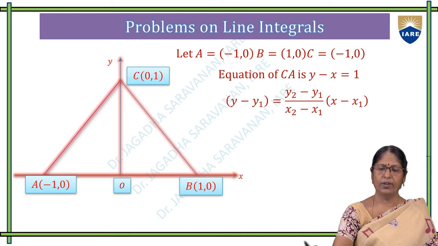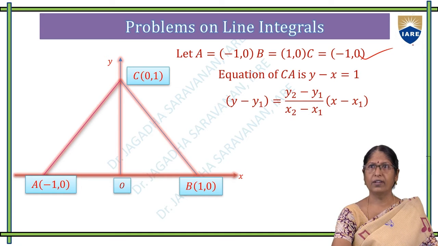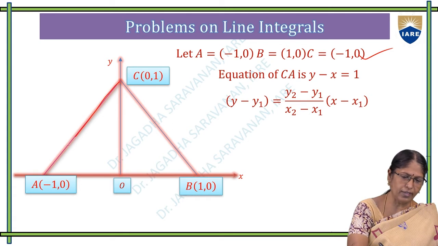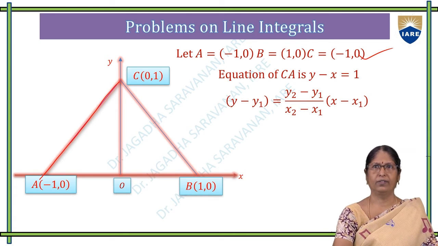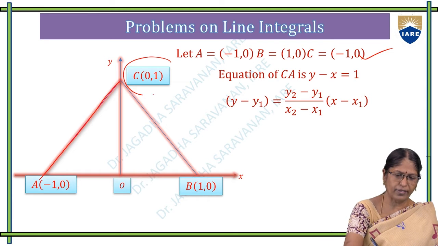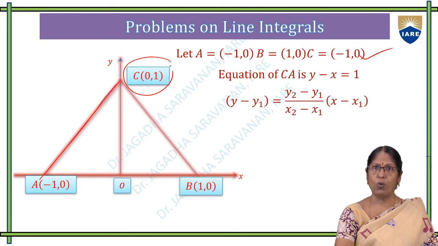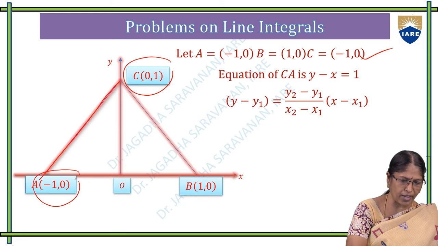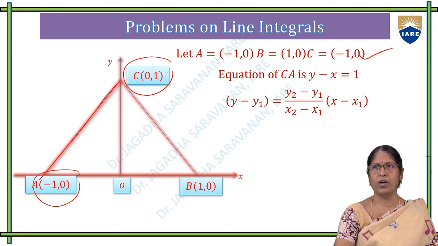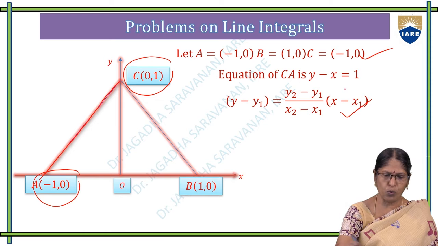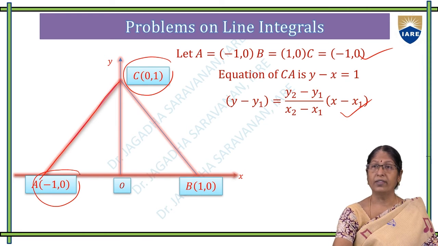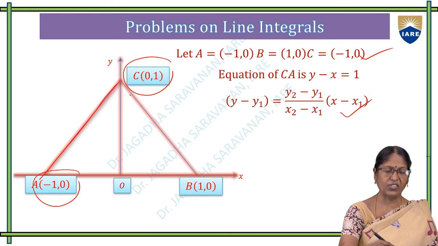So now, these are our vertices, the points. Now we wanted this equation. The point C is (0, 1), and the point A is (-1, 0). So the two points are there.